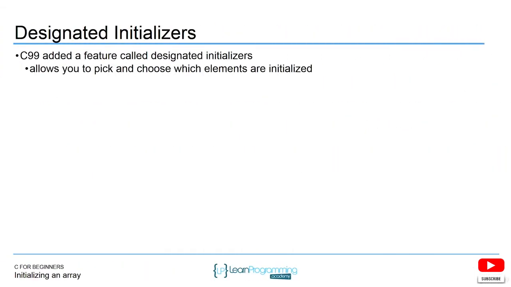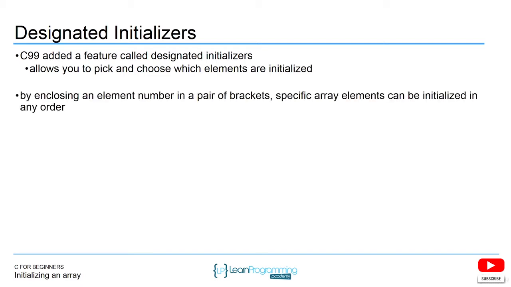There's also this concept of a designated initializer. This was introduced, I believe, in C99. It's a nice little feature where you can pick and choose the elements that you want to initialize. I think in C99 they added it, and then in C11 they made it optional. So depending on what compiler you have, you may or may not be able to do this. But I want to mention it because it is somewhat common. Some compilers will not allow you to do this after C99. But it's cool because you can actually just pick and choose. So you can enclose an element number in a pair of brackets and then specify the array elements that can be initialized. And you can do it in any order.